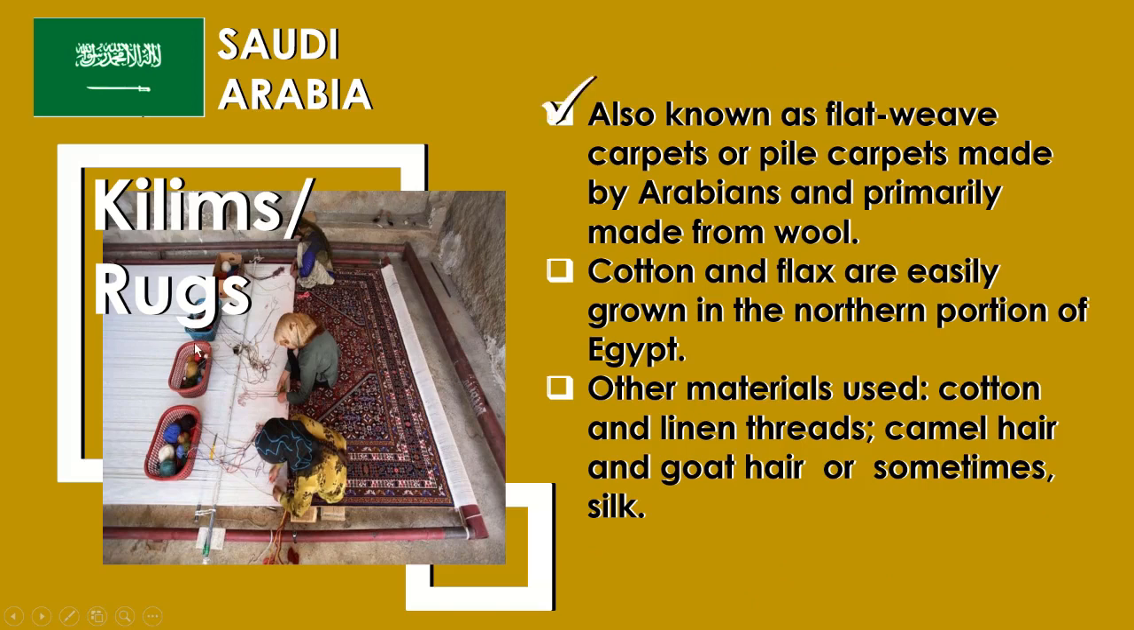Rugs, also known as flat weave carpets or pile carpets, are made by Arabians and primarily made from wool. Cotton and flax are easily grown in the northern portion of Egypt, and are sometimes used in rugs. Other materials used for kilams and rugs are cotton and linen threads, sometimes camel hair and goat hair, or sometimes silk. That is kilams or rugs of Saudi Arabia.